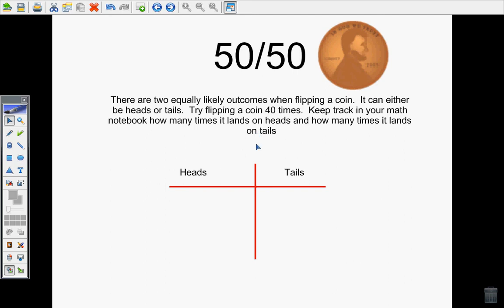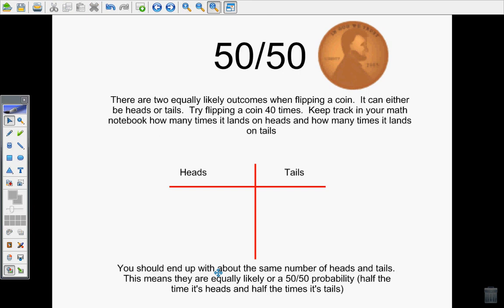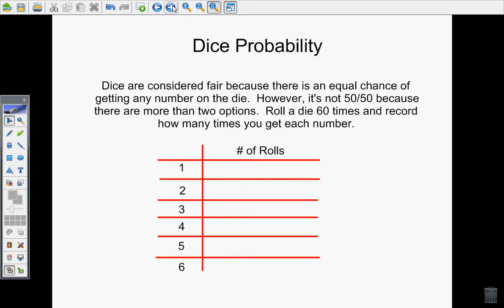Now that you've done your experiment, you should be able to compare the two, and you should see approximately the same amount. This is because you have a 50-50 chance. It should be pretty equal for how many heads and how many tails you get. You should end up with about the same number of heads and tails. This means that they are equally likely, or that there's a 50-50 probability. Half of the time it's heads and half of the time it's tails.